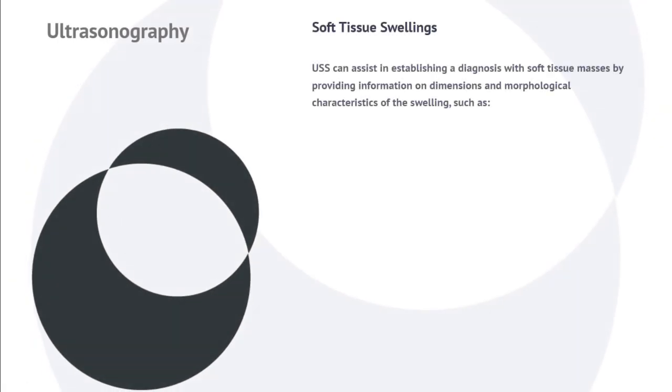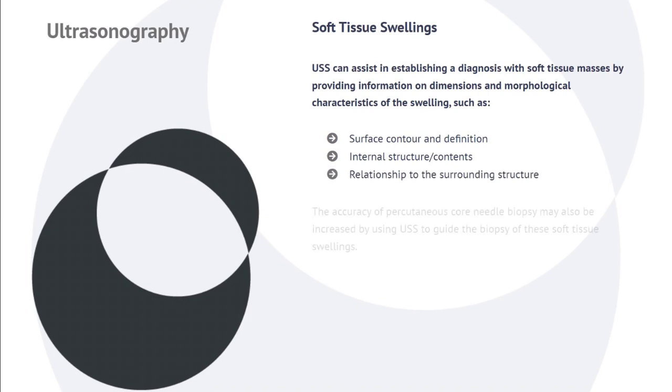Soft tissue swellings. USS can assist in establishing a diagnosis with soft tissue masses by providing information on dimensions and morphological characteristics of the swelling, such as surface contour and definition, internal structure/contents, and relationship to the surrounding structures. The accuracy of percutaneous core needle biopsy may also be increased by using USS to guide the biopsy of these soft tissue swellings.